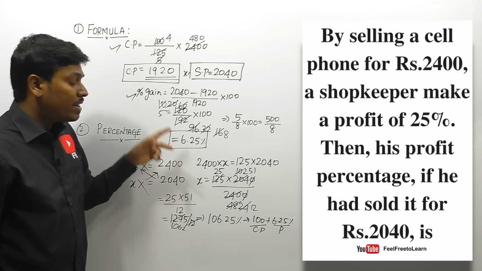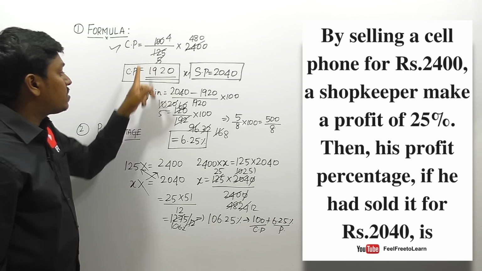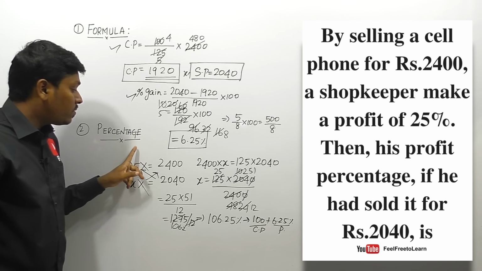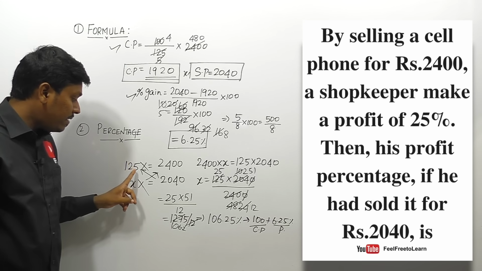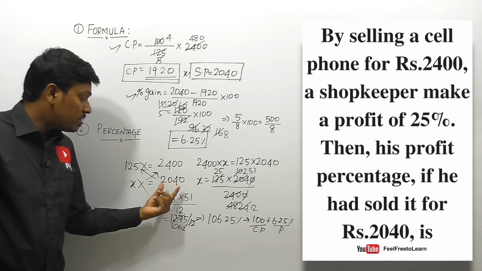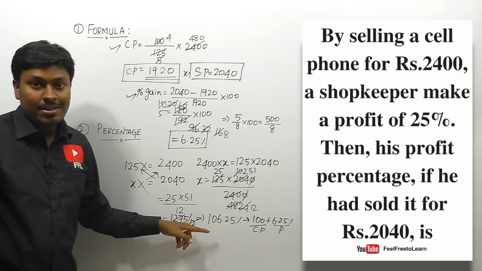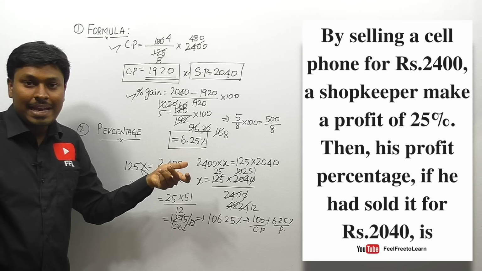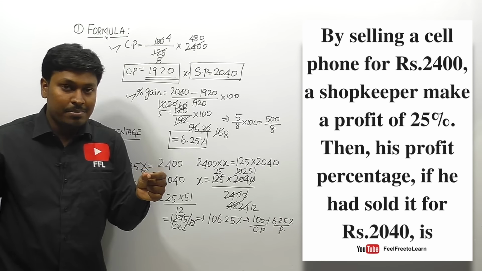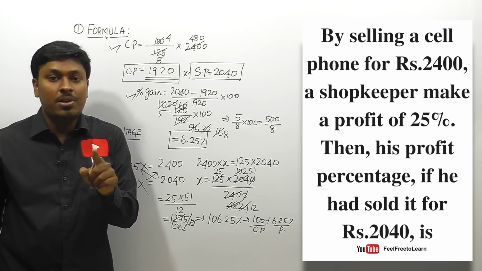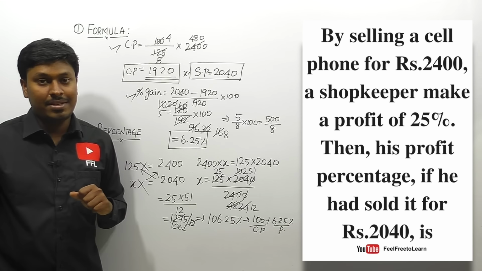So friends, after solving in both methods, if you need to solve a question with the formula, you need to use 2 formulas, right? And if you need to solve the question in the percentage method, you need to know how to write this. So 125% is 2,400, 2,040 is equal to x percentage. But the final answer is 106.25%. Our target is to find only the gain percentage. So this 106.25% can be taken as 100 plus 6.25. 100% will be the cost price, 6.25 will be the profit. So the answer will be 6.25%.